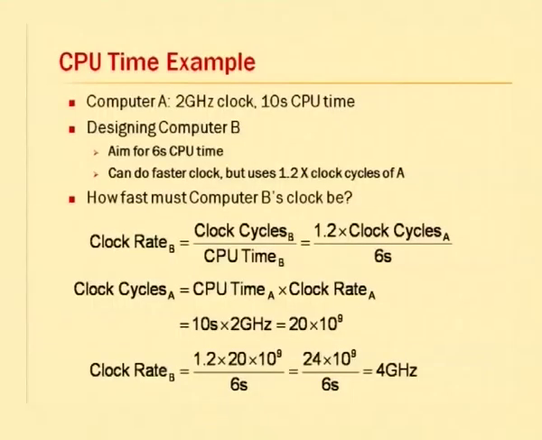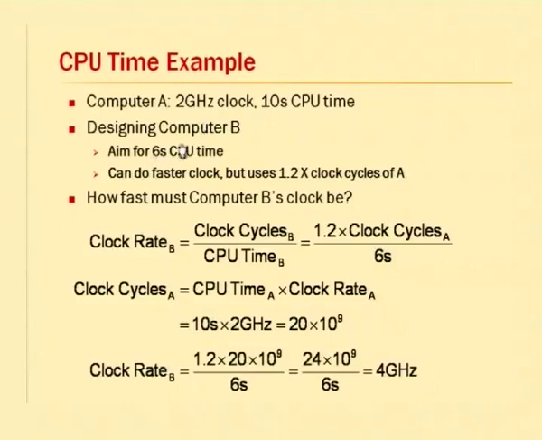So now that we have a way of measuring the CPU time, let's take an example and see how the time can be measured. Let's say for instance, I have a computer A which is running at a frequency of 2 gigahertz. So the clock frequency is 2 gigahertz and the CPU time taken is 10 seconds. So I've got one process running on computer A which has a 2 gigahertz clock, and it takes about 10 seconds.